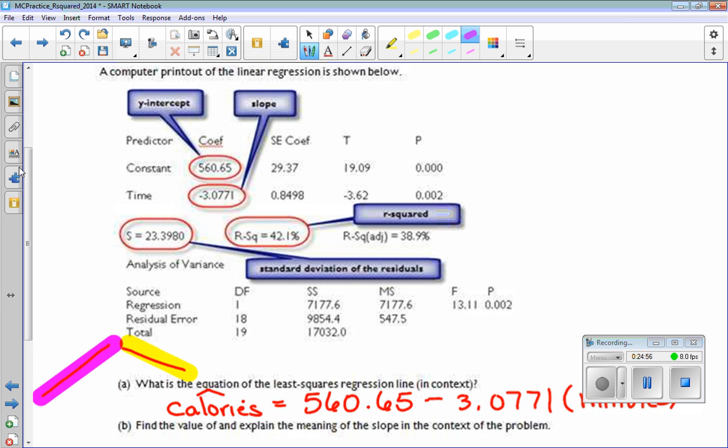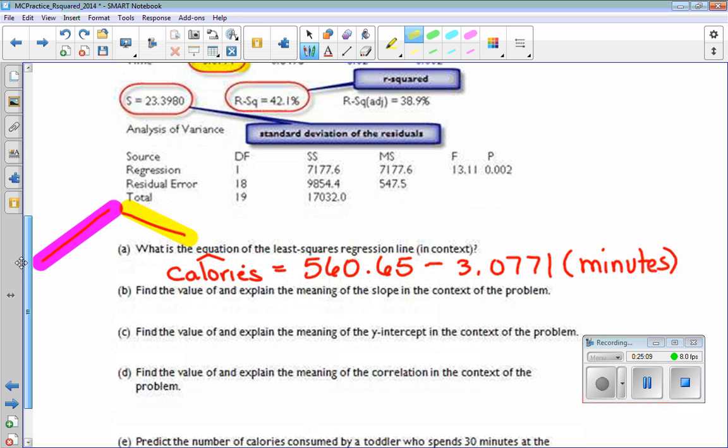But because we know we have a negative slope, and we have a y-intercept of 560, then this has to be the data modeled after that point where they stopped eating. Okay? Are we okay with that now?